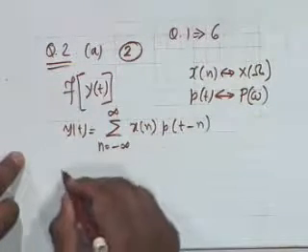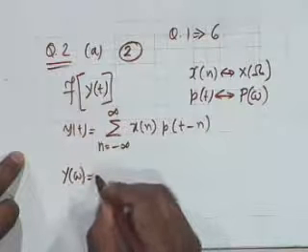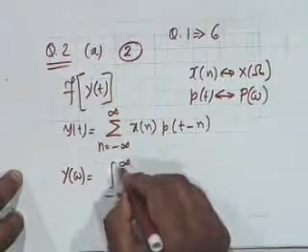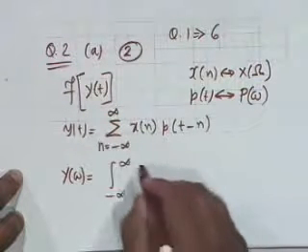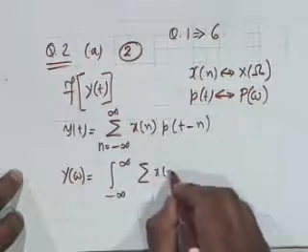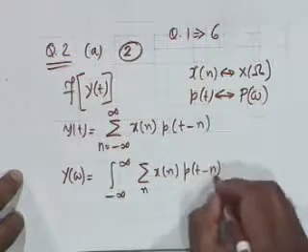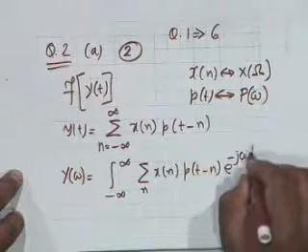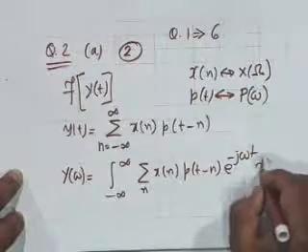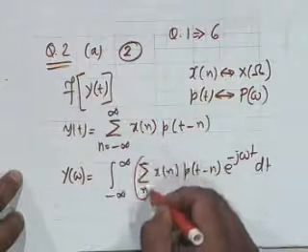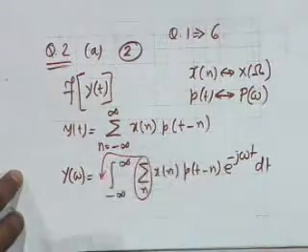Now what we do is we say that capital Y of omega, we apply the usual formula, that is minus infinity to infinity y of t, that is summation x of n, this is over n, p of t minus n e to the minus j omega t dt. Agree? And then what we do is we interchange the summation and the integration.